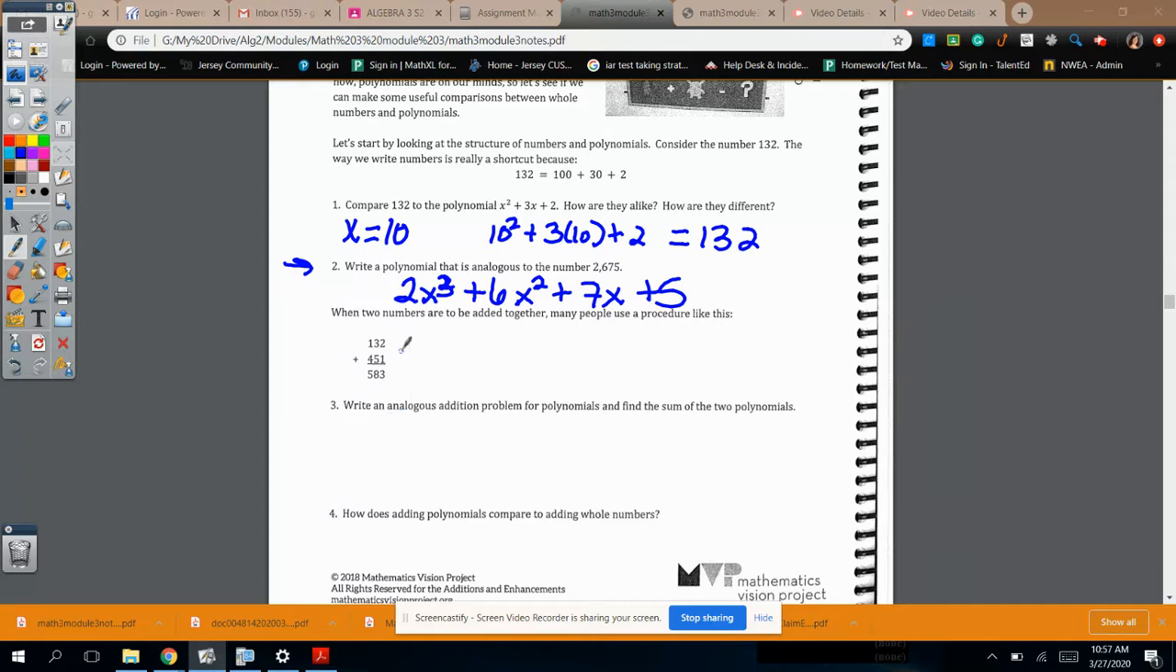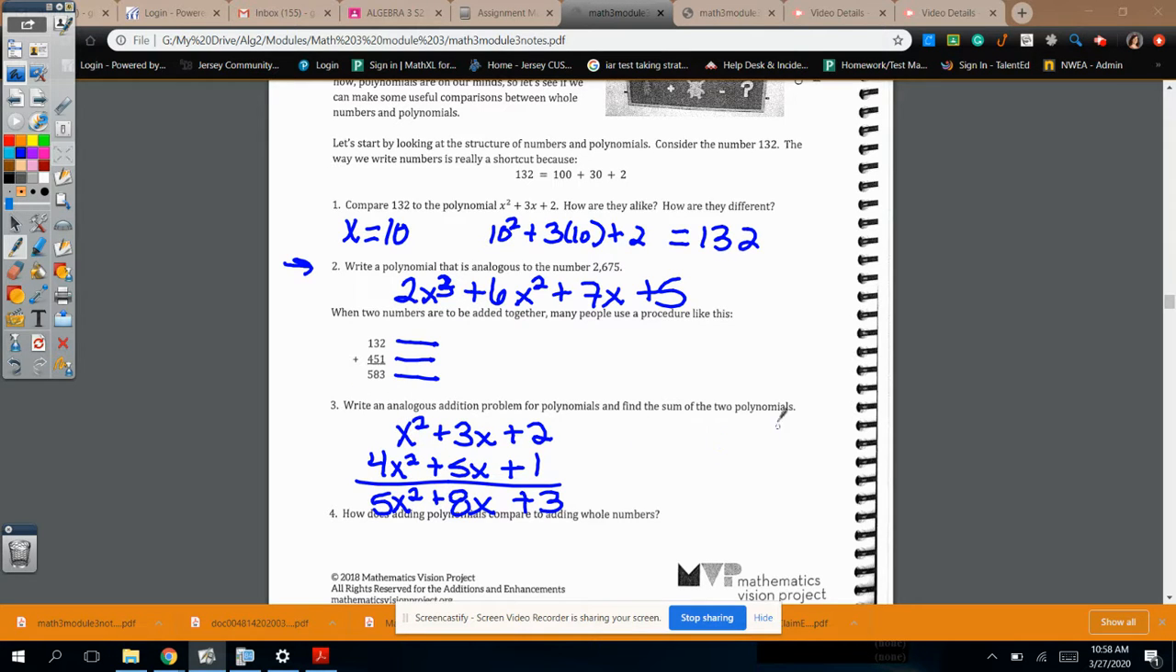Okay, so they're telling you how you add, and they want to know how you could compare these two polynomials. All they want you to do is change this to a polynomial, this to a polynomial, and this to a polynomial. And what you would get is x squared plus 3x plus 2, and you would get 4x squared plus 5x plus 1. And then if you add those up, you would get a 3 here, 8x here, and 5x squared here because we add like terms. And that would be the same thing as 583.